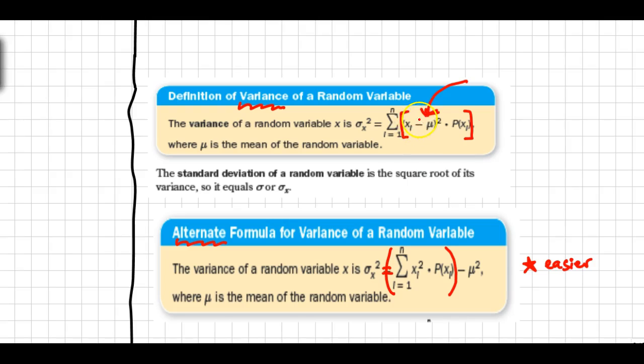That became quite tedious and quite a lengthy computation, so they did a little math on this and reworked it a little bit. And so that's where this formula comes from. Here you're going to take the x's and square them, then multiply by their probabilities and add them up as you go. Then you're going to take away mu squared at the end. So let's try that formula, the easier one, on the previous question.